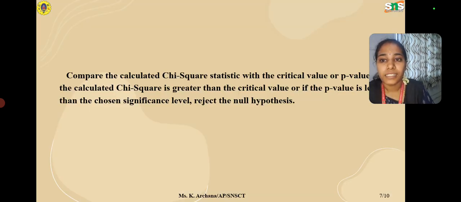We compare the calculated chi-square statistic, or the p-value, with the critical value or the significance level. Here it is above 0.05, so we are rejecting the null hypothesis, and we give the statement as there is no significant association between the preferred payment methods and age groups.